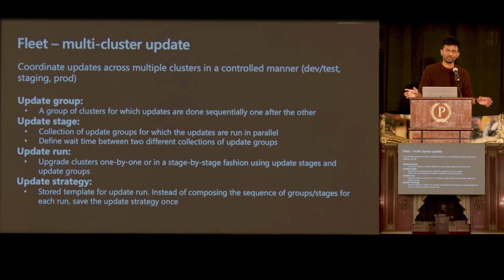An update run, think of it as a flowchart. In an update run, you have stages. Inside stages, you have groups. It's as simple as that. And then an update strategy is just a way of storing your update runs for future instances. So it's a stored template for update runs. If you want to create an update run once again, you can just reference the strategy that you already have and say that you want to create this update run with the exact same ordering of stages and groups. So it's a time saver.